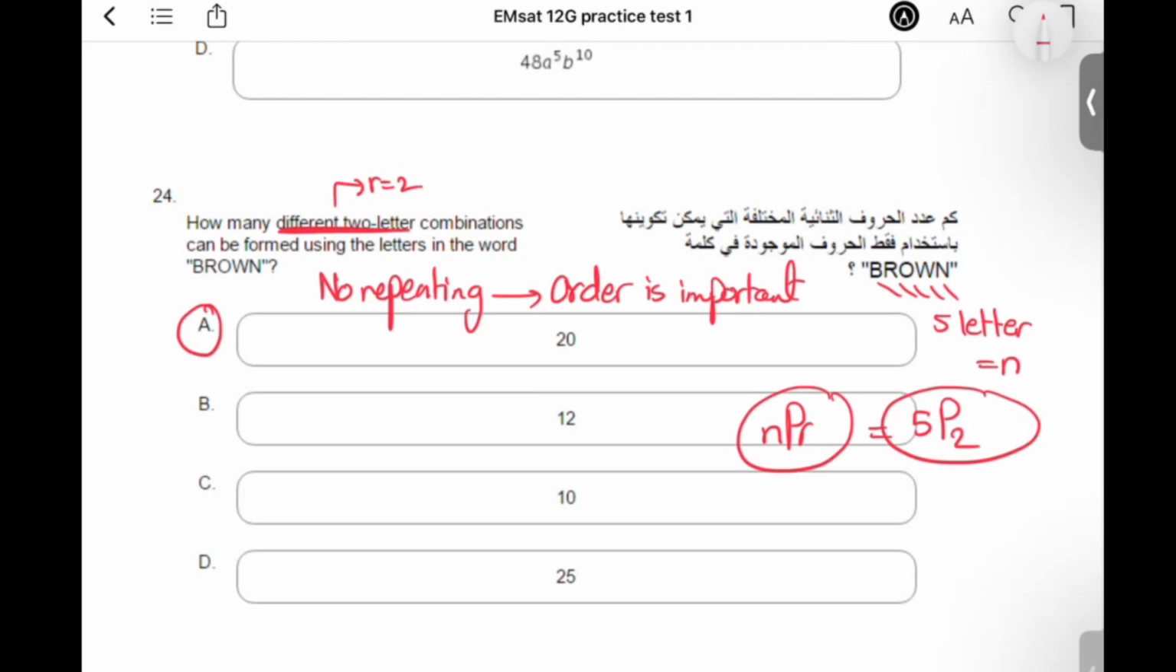Or I can say, okay, these are the 2 letters. I'm not repeating. The first time I have 5 letters of brown. Because no repeating, it will be 4 for the second, and this is the final answer.